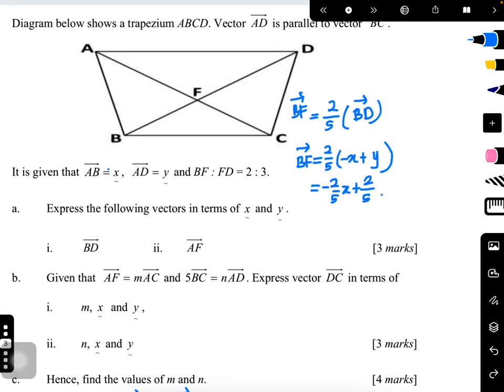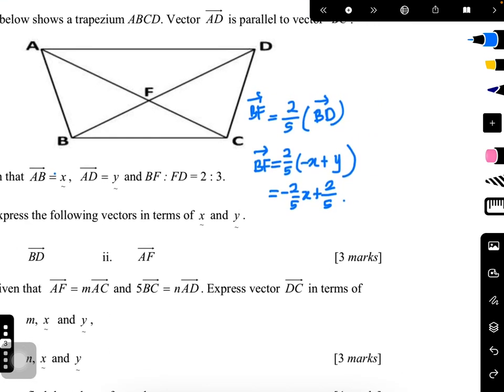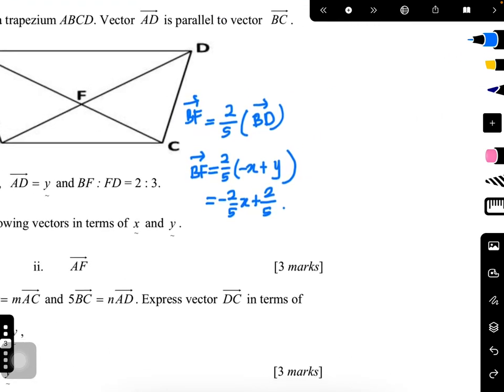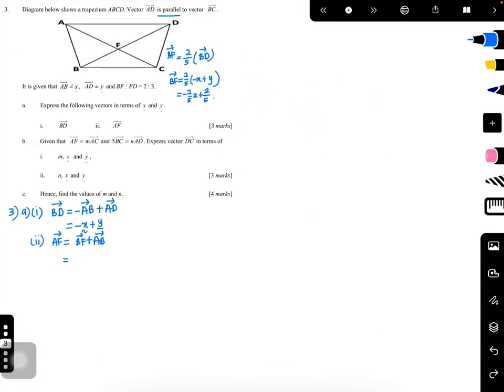The diagram below shows a trapezium ABCD. Vector AD is parallel, we need to highlight this word, it is parallel to vector BC. Please take note of that. It is given that AB equal to x, AD equal to y, and BF ratio to FD equal to 2 ratio 3.